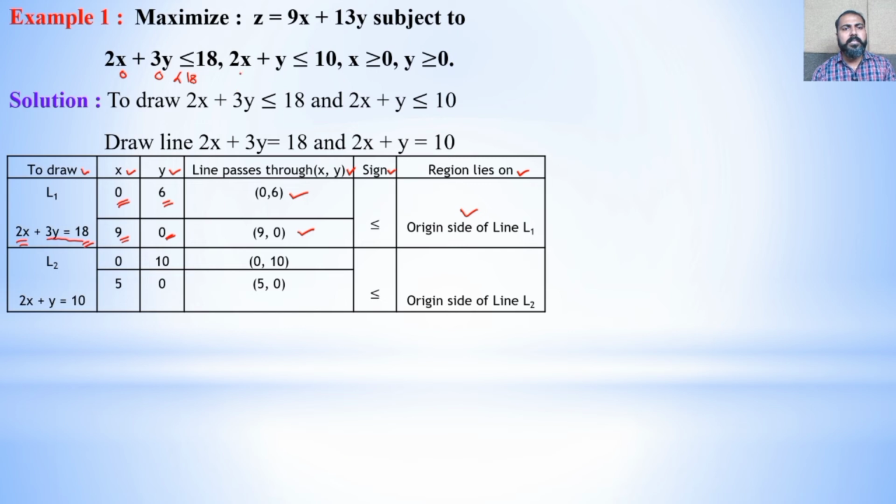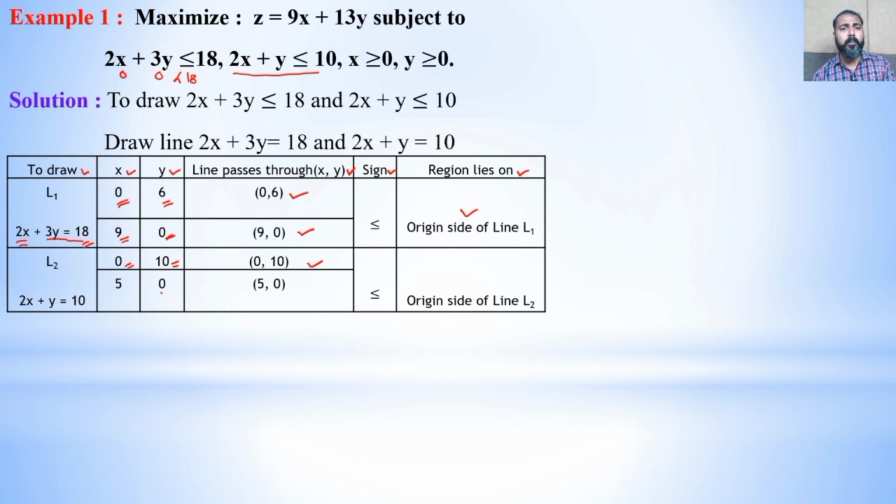Now, the second inequation is 2x plus y less than or equal to 10. The line L2 is 2x plus y is equal to 10. To find the point of intersection of this line with y axis and x axis, first we put x is equal to 0. When we put x is equal to 0, the equation gives y is equal to 10. Hence, the point of intersection is (0, 10).